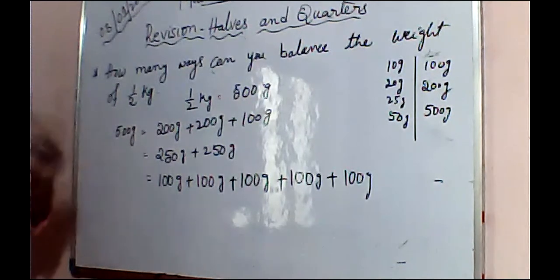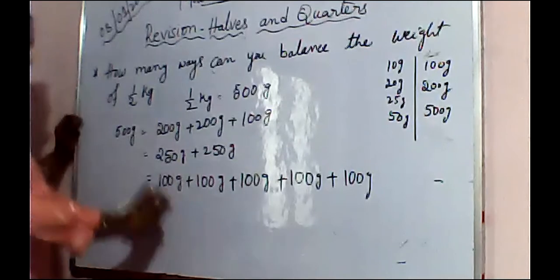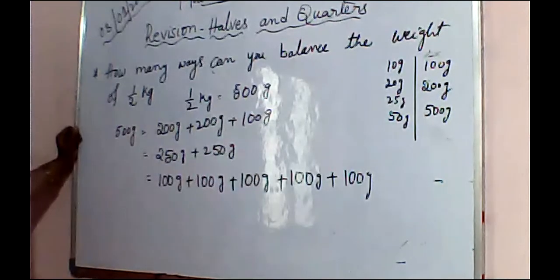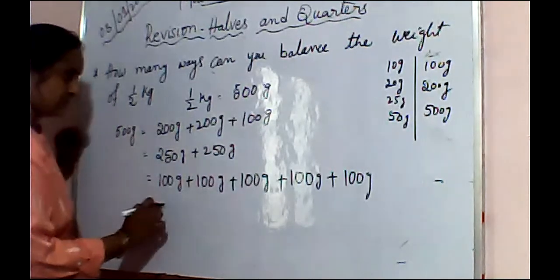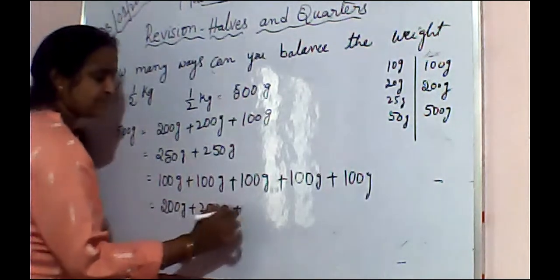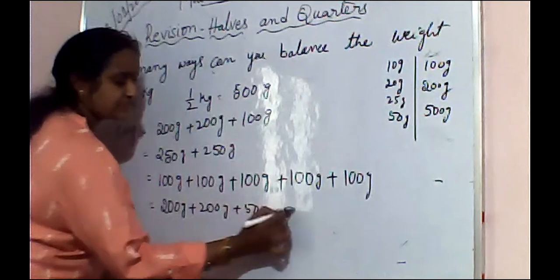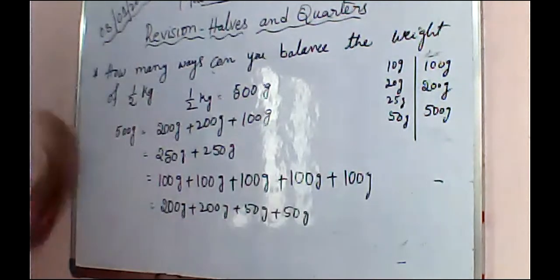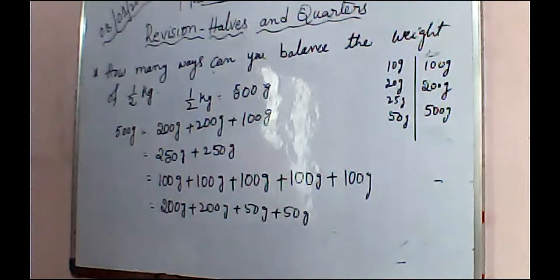30 grams we can write as 10 plus 20. Now, 200 grams plus 200 grams plus 50 grams plus 50 grams. Like that, in so many ways we can balance 500 grams. 500 grams means half kg.